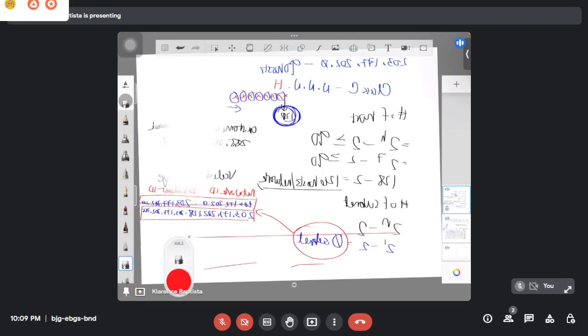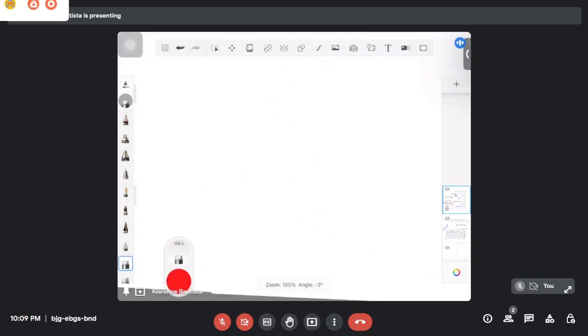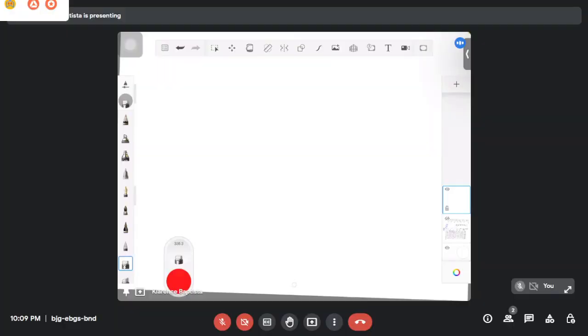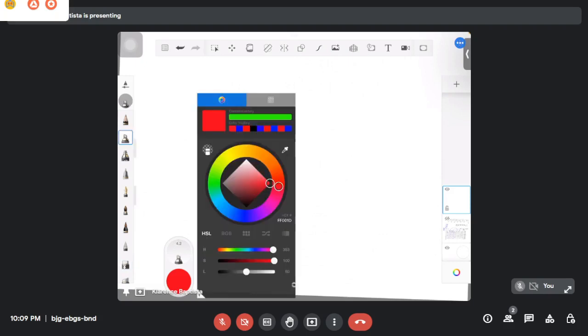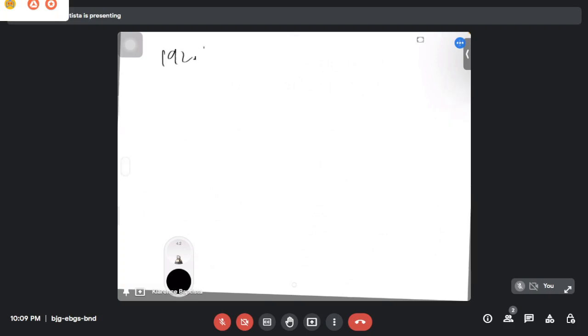Okay? Then the last one, ayan, last na tayo. Ayaw na mag-flip eh. The last problem is we need to get the subnet of 192.168.11.0/25. Okay? So, again, pag ganito yung nakita natin, so this is class C.